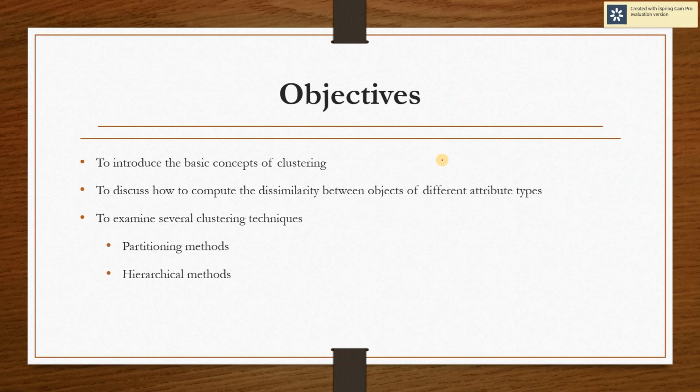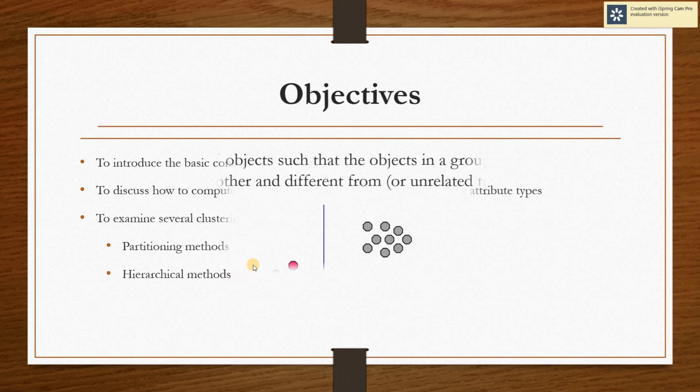So the objective of this slide today is to introduce the basic concept of clustering, to discuss how to compute the dissimilarity between objects for different attribute types, and then we are going to examine several clustering techniques, that are partitioning methods and also hierarchical methods.